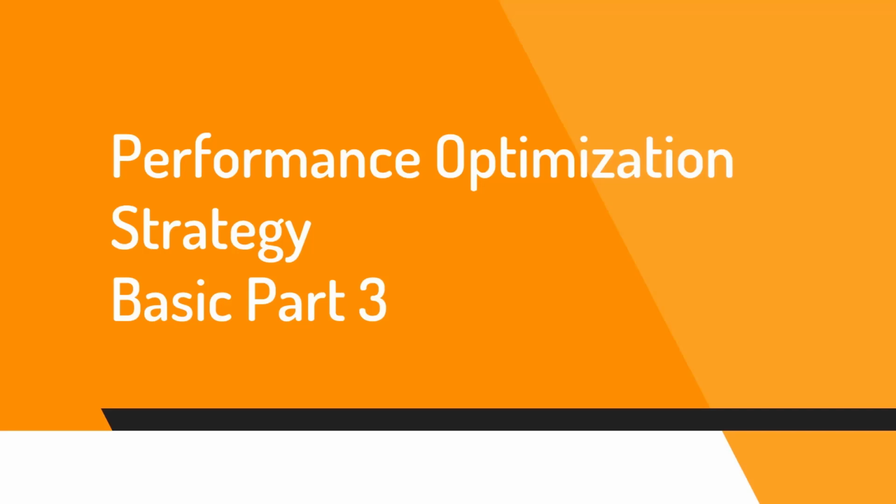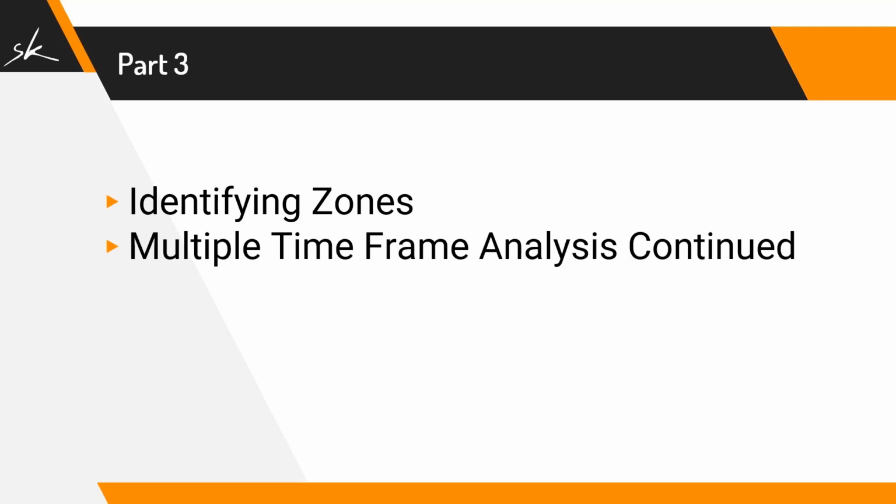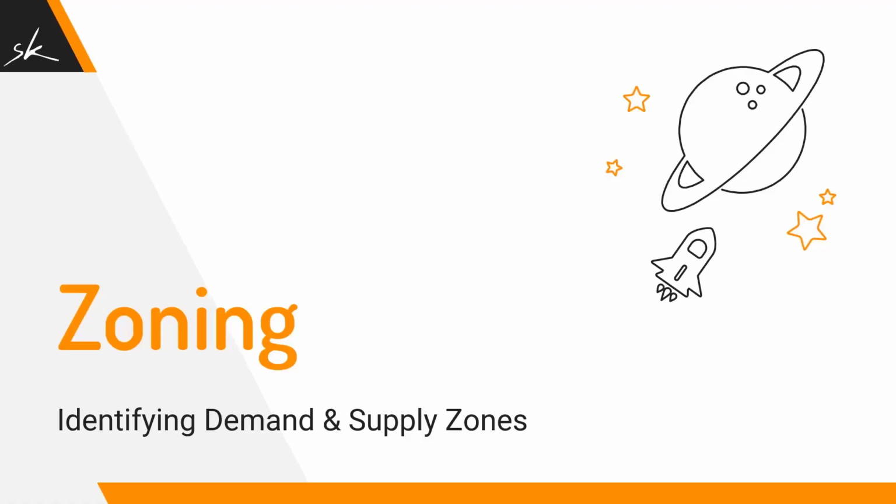Performance Optimization Strategy Basic Part 3. In this lesson, we will understand how to identify zones. We will continue with multiple time frame analysis. We will understand what is curve analysis, trend analysis, and action grid. Let's understand the steps involved in identifying demand and supply zones.